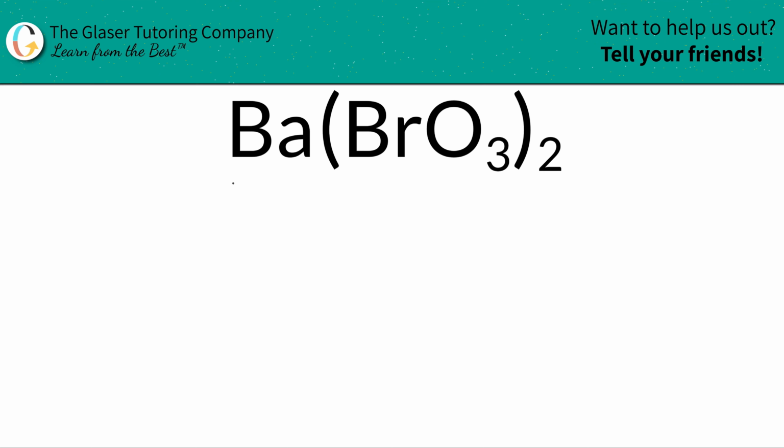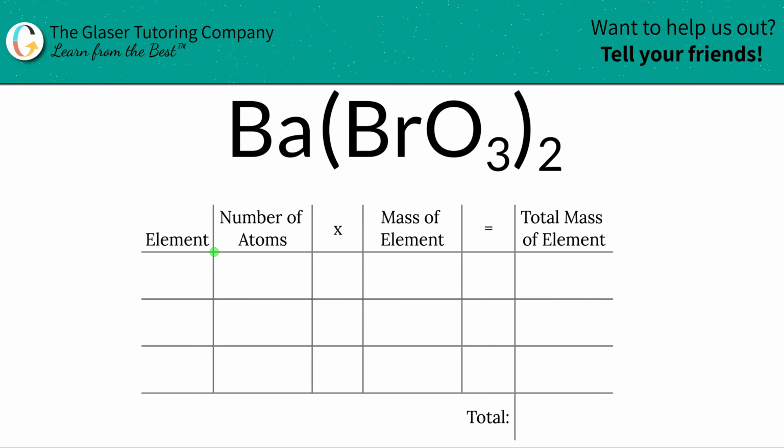So how do we find the percent composition of all the elements inside of barium bromate? Well, it turns out I'm going to use a table to help me out, and first we have to find the total mass of the element. So the first thing is I'm going to write the elements that I see inside the compound: barium, bromine, and oxygen.